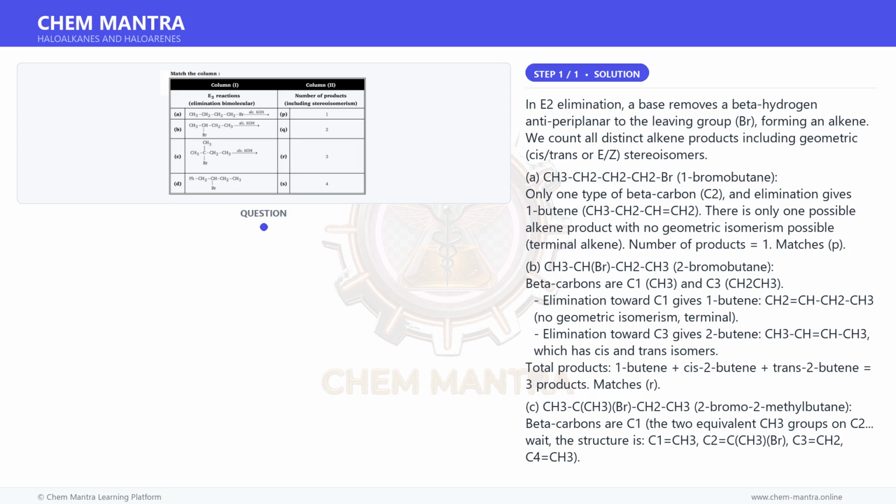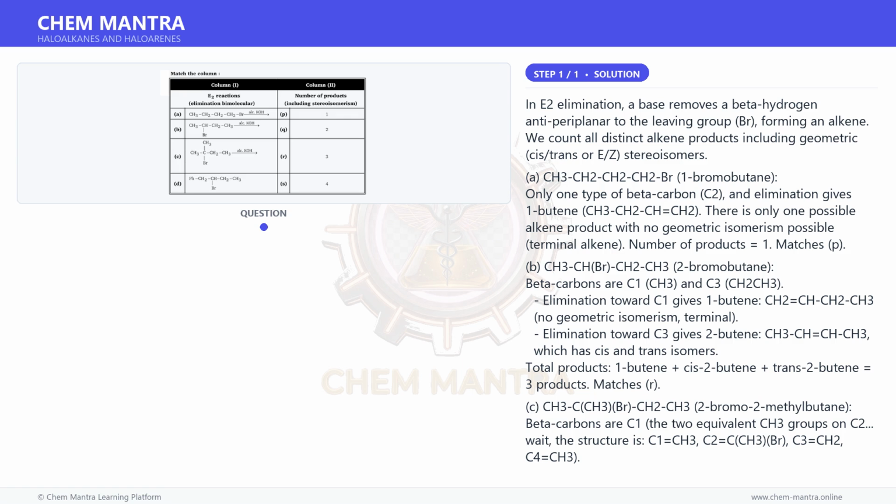In E2 elimination, a base removes a beta hydrogen antiperiplanar to the leaving group, Br, forming an alkene. We count all distinct alkene products including geometric, cis-trans or E/Z, stereoisomers.